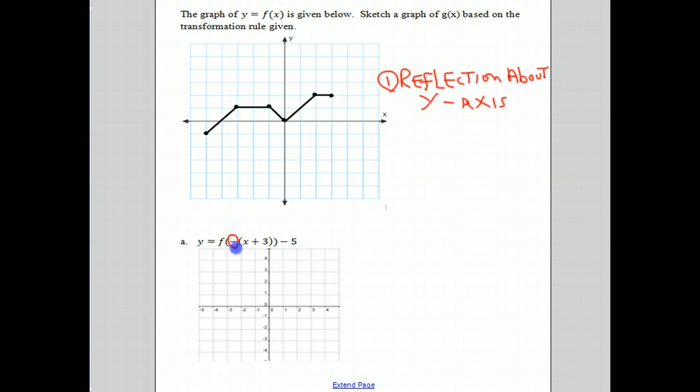And then we'll notice step two, this plus 3 here will indicate that the graph is going to move 3 units to the left. And finally, we notice that this negative 5 means we're going to be moving the graph down 5 units.